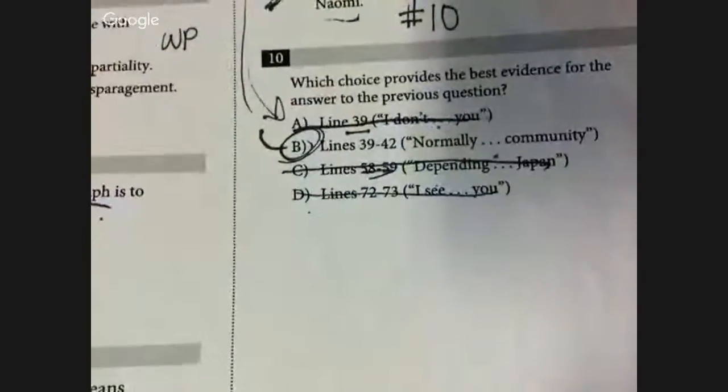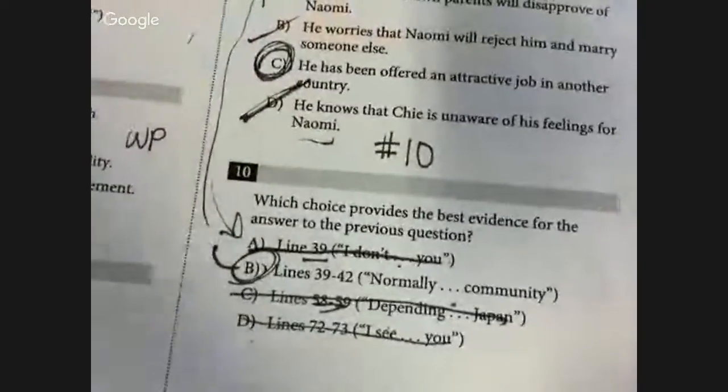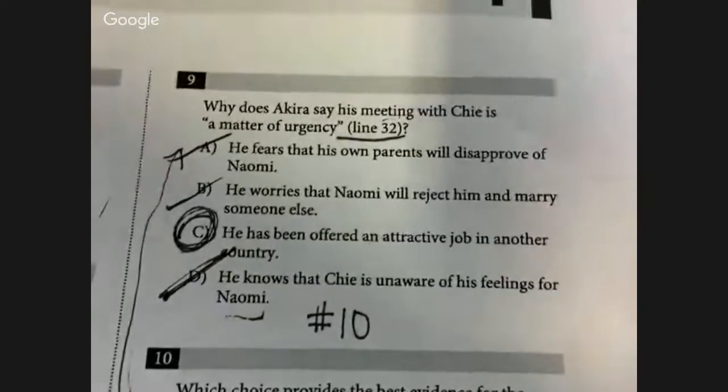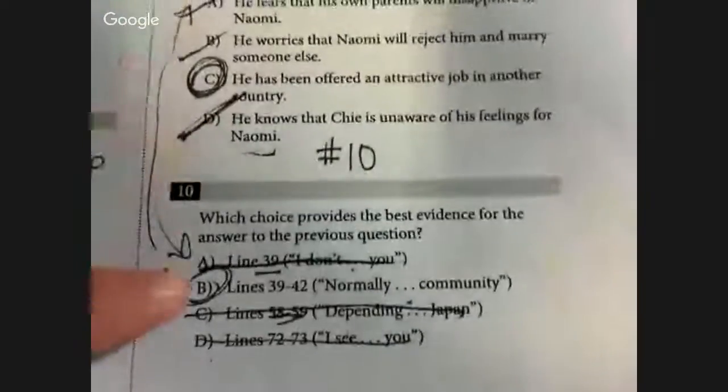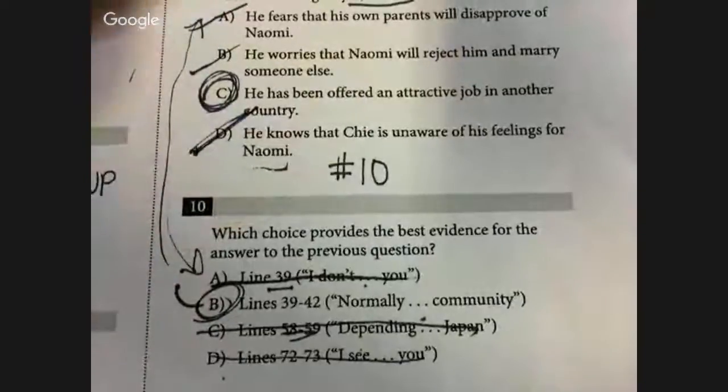Then we read question number 10. Which choice provides the best evidence for the answer to the previous question? So now I write a number 10 on number 9, just so I know that when I get to this question, I can skip straight down here and look for evidence, which will prove one of these answer choices. All right, so now that we've plotted all these answer choices down, we can start reading the passage and trying to answer questions.